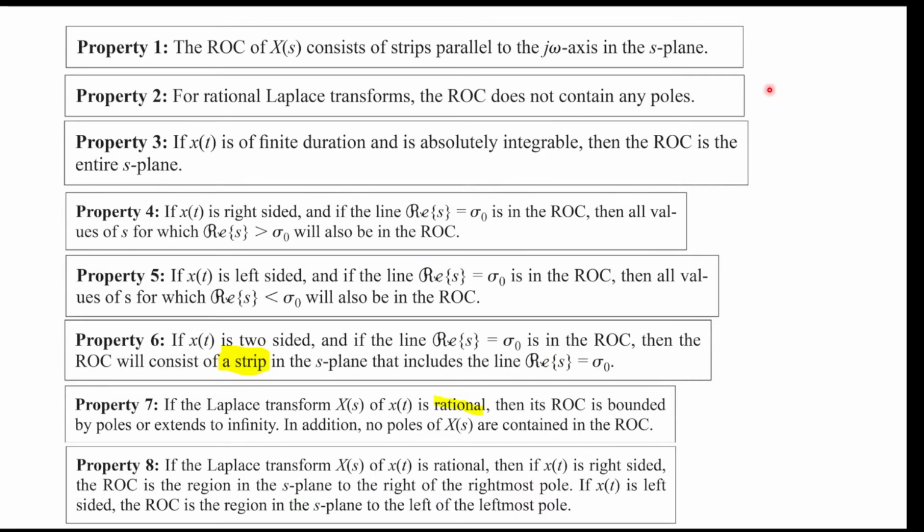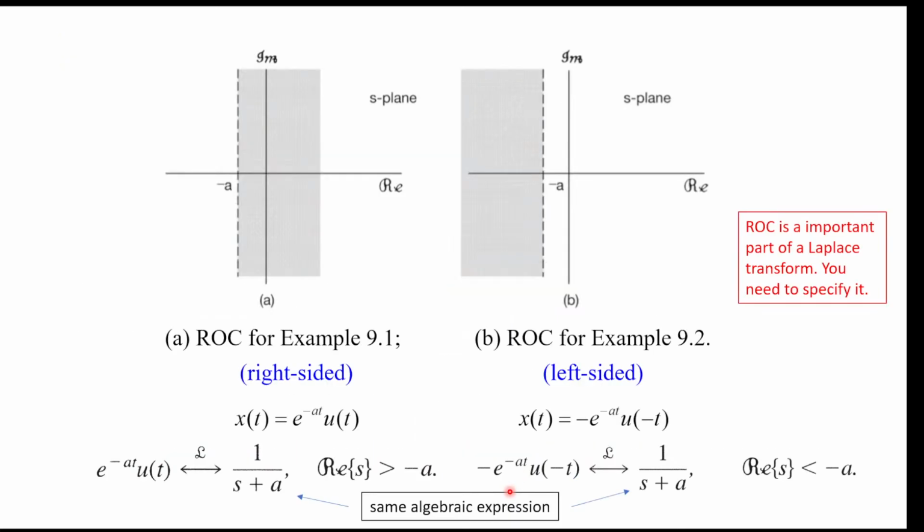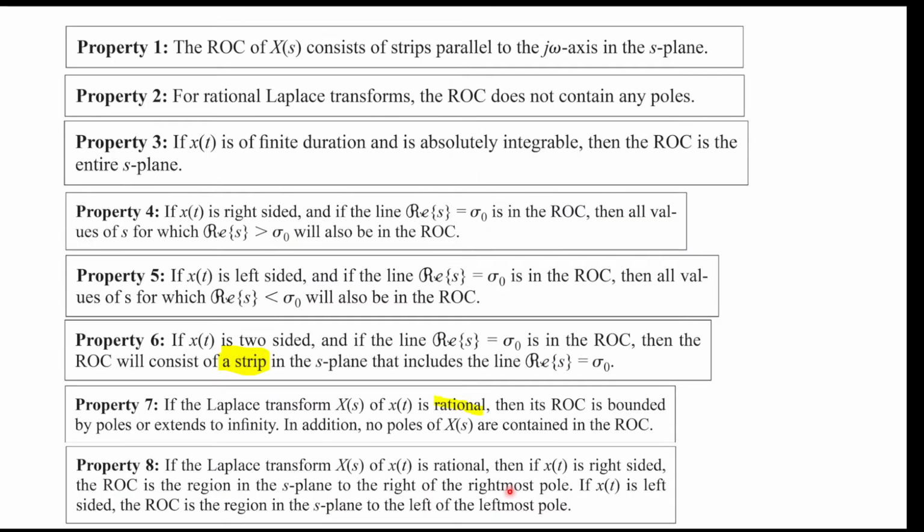I guess there is property 1.5 that we didn't include here. Property 1.5 says that the ROC consists of those sigma where your Fourier transform exists, and basically this thing is absolutely integrable. Okay, so we'll update the 1.5 here later.